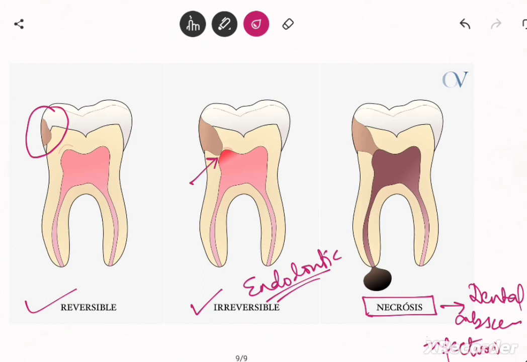As you can see here, there is a periapical lesion involved in this. So if such cases are left untreated, gradually they will soon turn into periapical lesion.